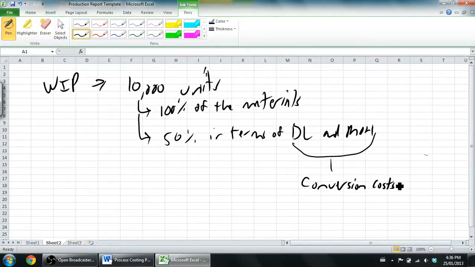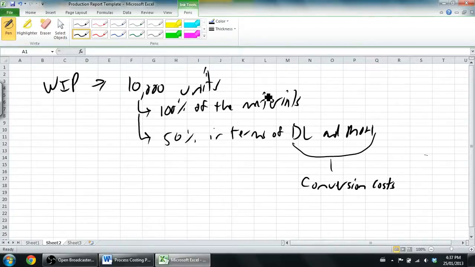costs. So we've got our ice sculptures. We've started 10,000. We have 10,000 blocks of ice. They're half finished in terms of the carving. They're 50% done in terms of the labor and the overhead, in terms of the conversion. And if you think about the term, what does it take to convert a raw material into a finished good? In other words, what does it take to convert a block of ice into an ice sculpture? It takes somebody's labor and some indirect costs. It takes labor and overhead. So that's why they call it conversion cost. It's the cost of making a raw material into a finished good.